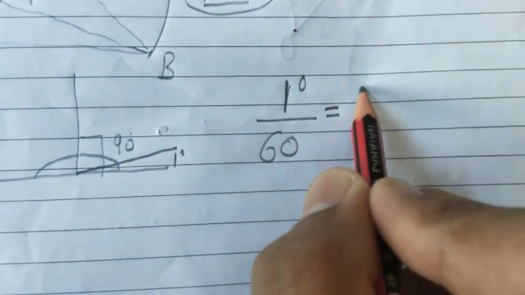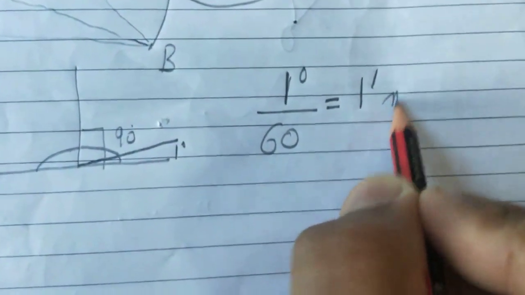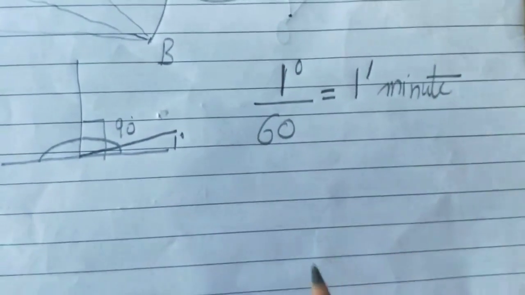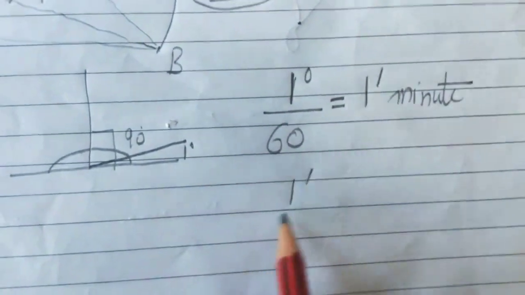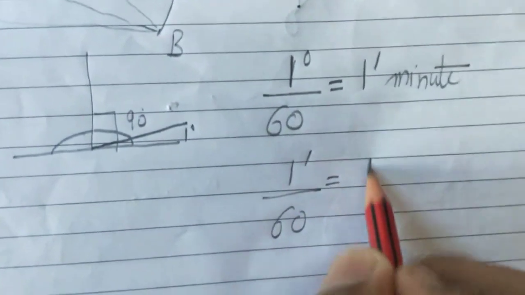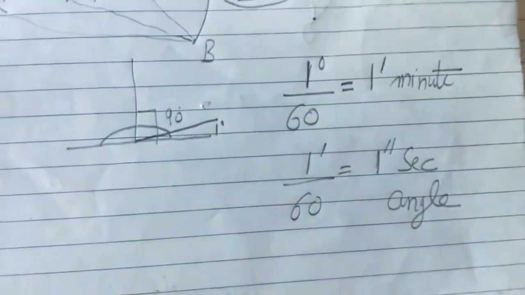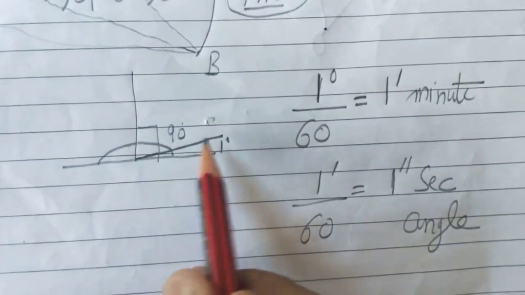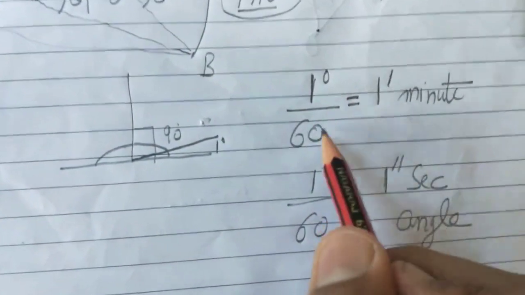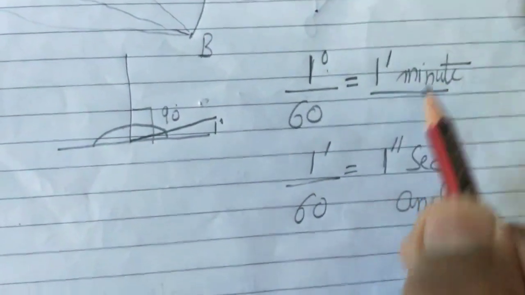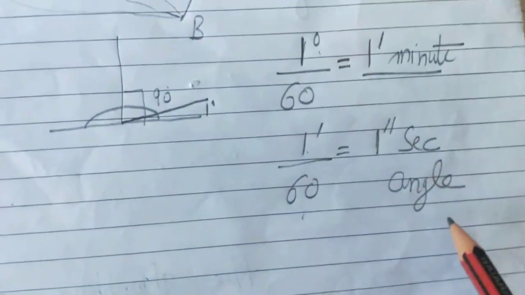Divide the 1 degree angle into 60 parts. You will get the 1 minute angle. 1 minute angle. Divide this 1 minute angle into 60 parts. You will get the 1 second angle. Are you getting this now? How will you get the 1 second? First of all, you will find the 1 degree. 60 parts of 1 degree is 1 minute. 60 parts of 1 minute, you will get the 1 second angle.